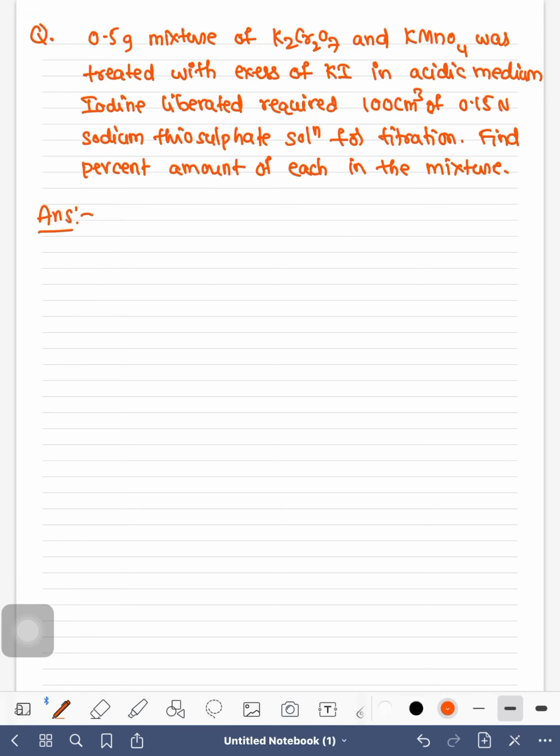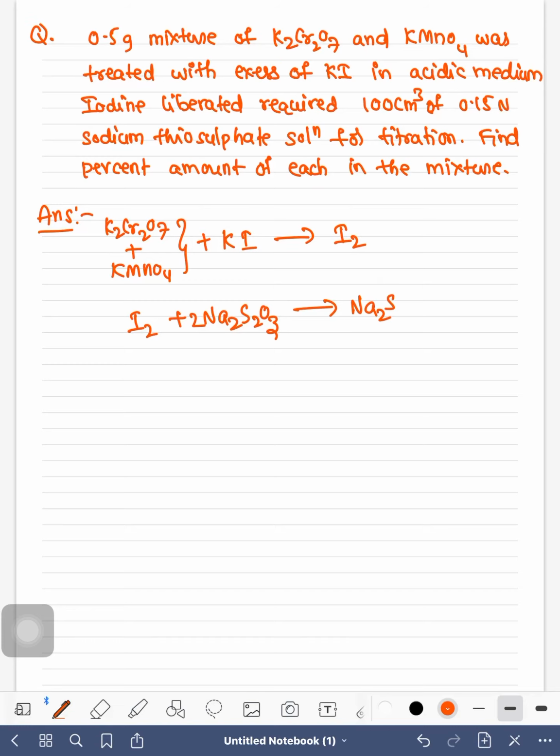Here, the mixture of K2Cr2O7 and KMnO4 reacts with KI. Iodine is liberated. The liberated iodine required 100 cm³ of 0.15 normal sodium thiosulfate, Na2S2O3, which gives Na2S4O6 plus 2NaI.